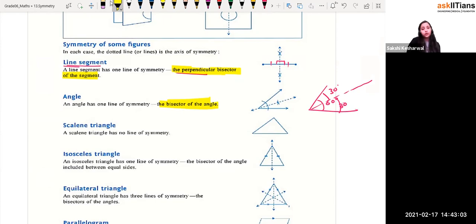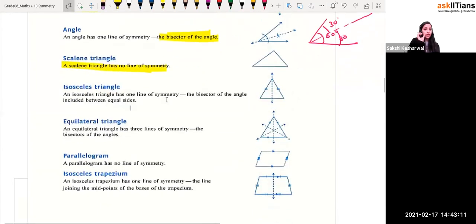Now, let's talk about the scalene triangle. What do you mean by a scalene triangle? Triangles which have all the sides unequal. So scalene triangles have no line of symmetry, right? What is an isosceles triangle? An isosceles triangle means two sides are equal. So an isosceles triangle has only one line of symmetry, and that is the bisector of the angle included by the equal sides, right?